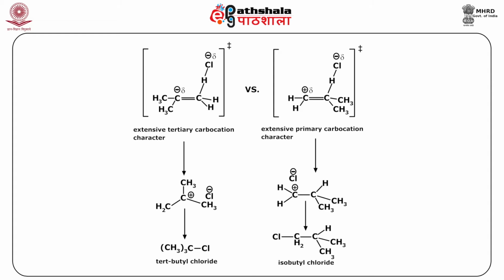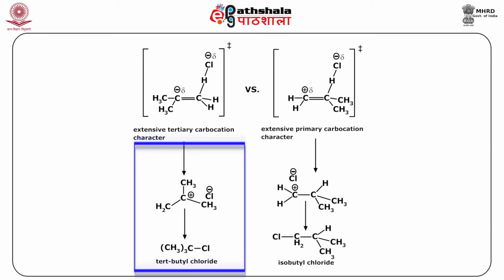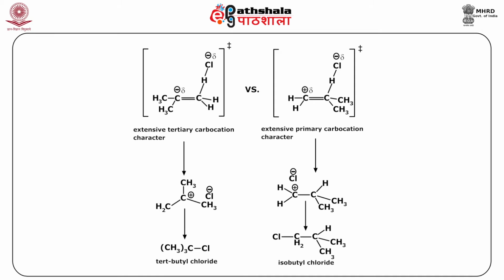Now, as I have already told you when we were discussing the carbocations, the tertiary carbocation character is more favorable than the primary carbocation character because a tertiary carbocation is more stable than a primary one. Thus, the transition state for the formation of tertiary butyl chloride is preferred over the primary. Thus, one of the products, that is the tertiary butyl chloride, is obtained with a higher level of selectivity. It is clearly shown in the figure, the reaction of isobutene with HCl and the preference of the tertiary butyl chloride.